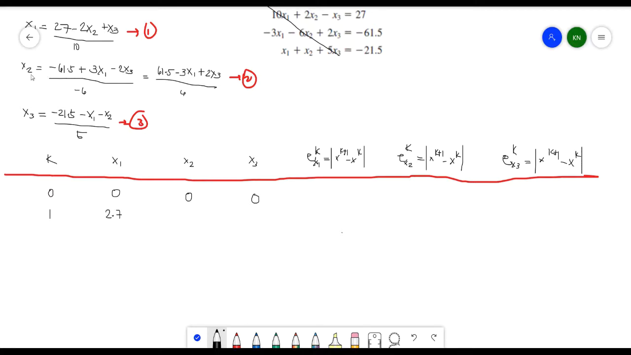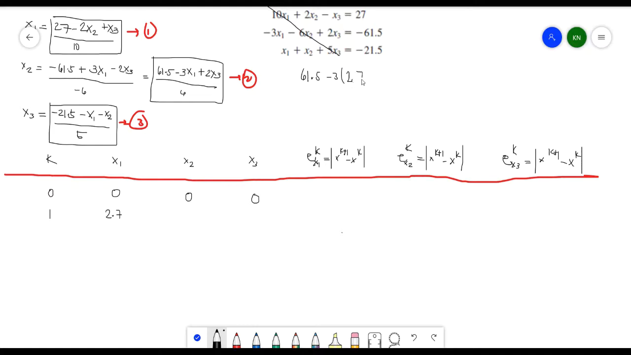Afterwards, for x sub 2, we will be using this equation here. Since we already got the value of our x sub 1, that will be the value we substitute here. So we have 61.5 minus 3 times 2.7 plus 2. Since we don't have any value yet for our x sub 3, we substitute 0, and then divide by 6. That is equivalent to 8.9. So you have to put 8.9 here.